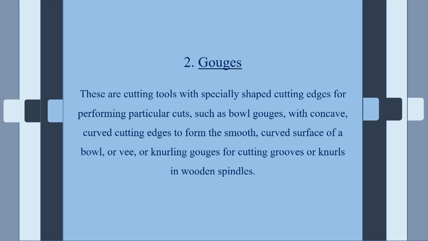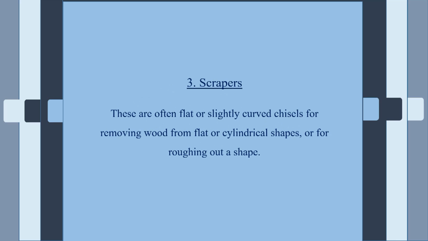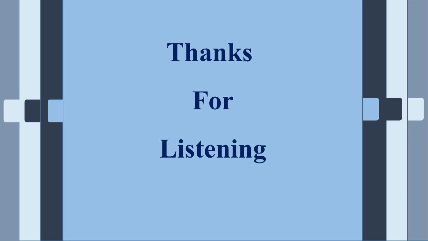2. Gouges. These are cutting tools with specially shaped cutting edges for performing particular cuts. Such as bowl gouges with concave curved cutting edges to form the smooth curved surface of a bowl, or V or knurling gouges for cutting grooves or knurls in wooden spindles. 3. We have the scrapers. So these are often flat or slightly curved chisels for removing wood from flat or cylindrical shapes or for roughing out a shape. And we have come to the end of the lesson.